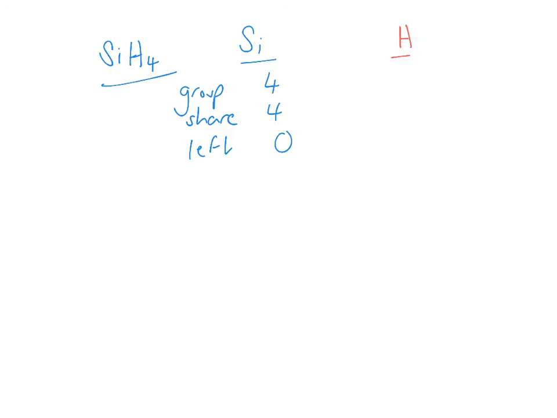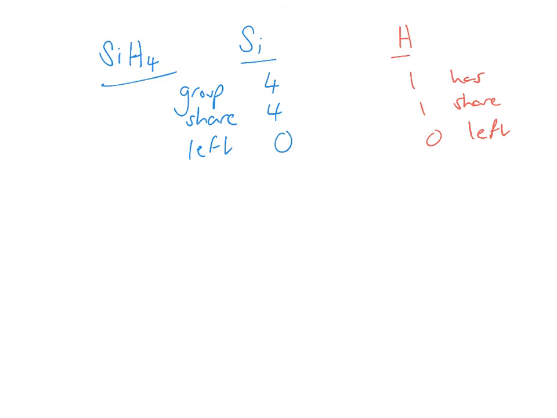Hydrogen is in a group of its own. It's a special atom, and therefore we can't really talk about its group, but it's only got 1 electron. And because it wants to get a full outer shell, its outer shell is filled up when there are 2 electrons. So it needs to share its 1 electron, and therefore it's also got none left.